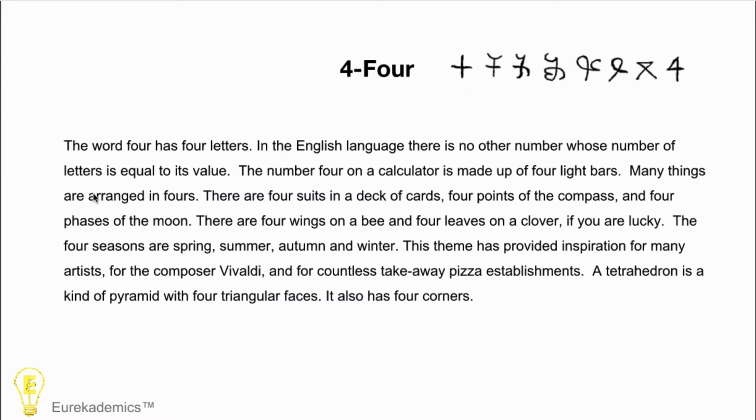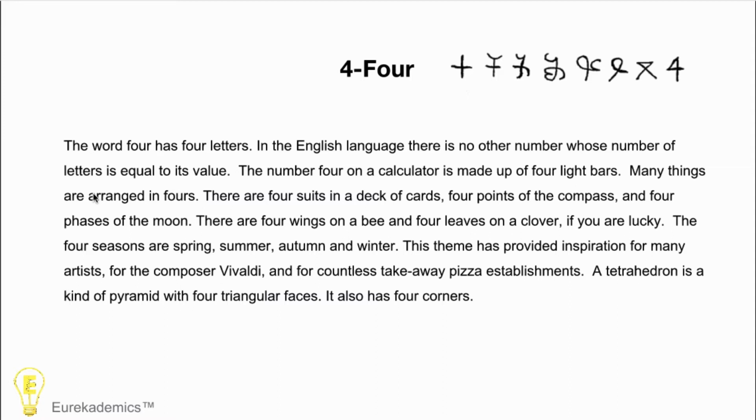Many things are arranged in 4s. There are 4 suits in a deck of cards, 4 points on a compass, north, west, south, east, 4 phases to a moon. There are 4 wings on a bee and 4 leaves on a clover if you're lucky. There are 4 seasons. They are spring, summer, autumn, and winter.